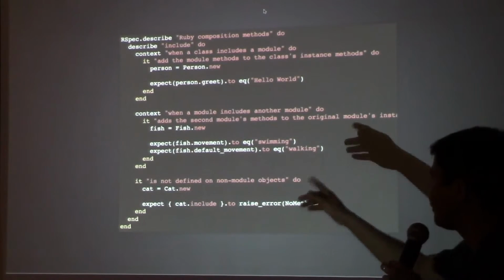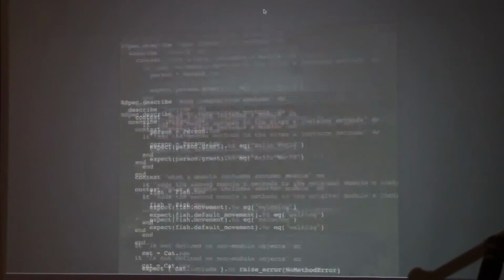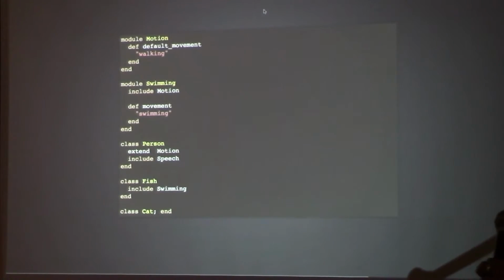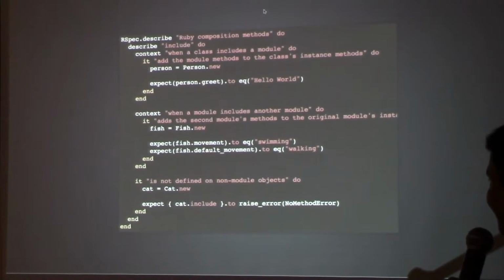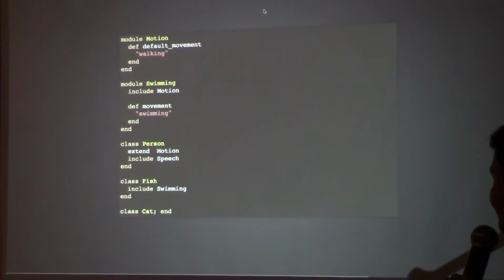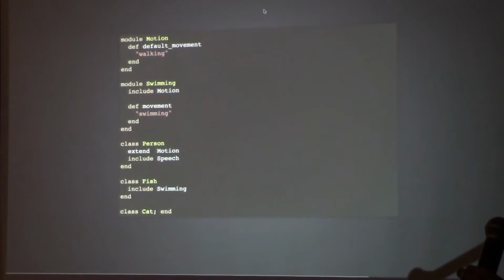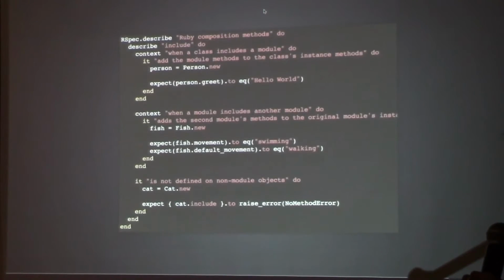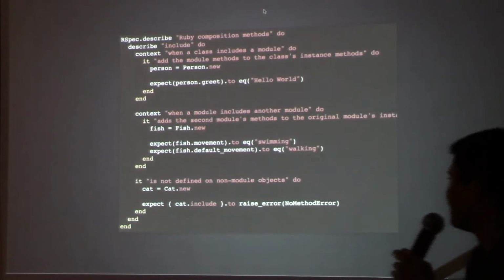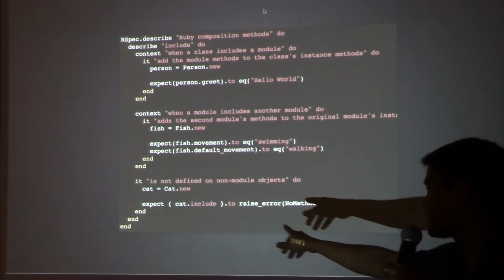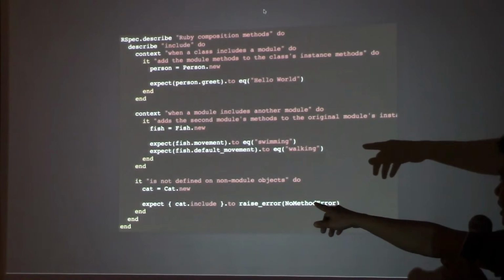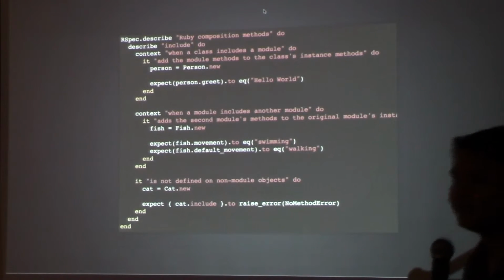Okay, so again, fish equals Fish.new. Let's see if the fish is there. Yes, great. So expect fish.movement to equal swimming, because it got the movement method. Expect fish.default_movement to equal walking. Because again, we did include this time instead of extend. Include is not defined on non-module objects. So if we do cat equals Cat.new, when we do cat.include, it's going to raise a NoMethodError.